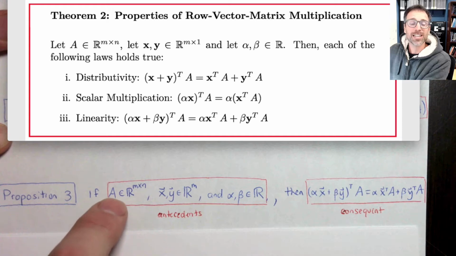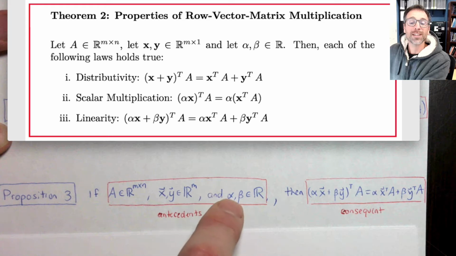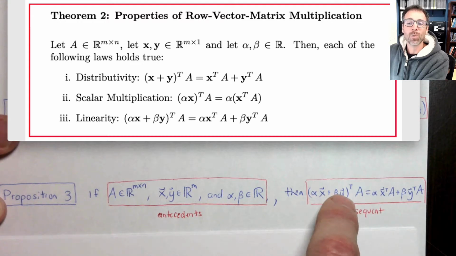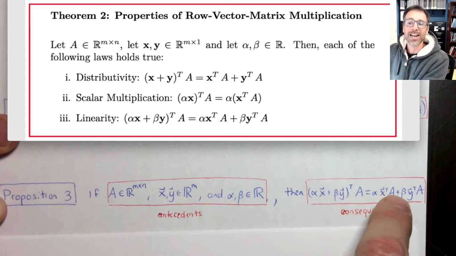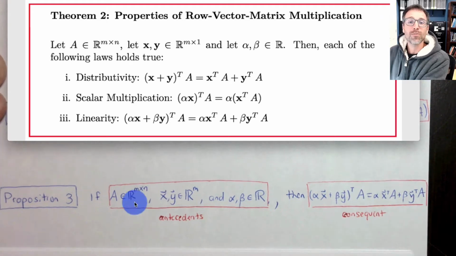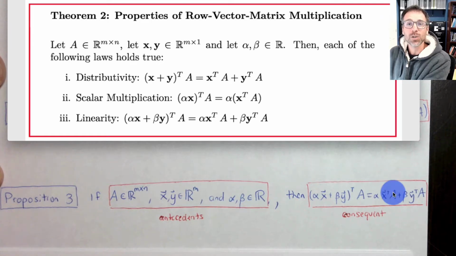And yet a third proposition states that if A is an m by n matrix and x and y are m by 1 column vectors with scalars alpha and beta, elements of the real numbers, then linearity claims that if I take the linear combination (alpha x plus beta y) transpose multiplied by A, that's the same thing as bringing the alpha and beta out as well as the addition. So that's alpha x transpose A plus beta y transpose A. Notice that we've broken down a very complex theorem into individual parts, each of which has that structure, if P then Q, and we've explicitly identified the antecedents and consequence of each statement.